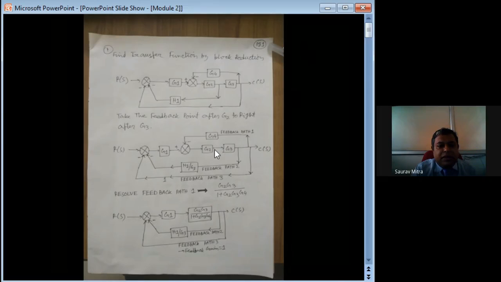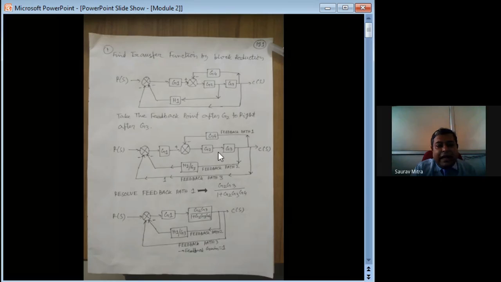Now here the forward gain is G2 G3, and the feedback gain is G4. That's why this part becomes G2 G3 divided by 1 plus G2 G3 G4. So whatever is this top block, it has become G2 G3 divided by 1 plus G2 G3 G4, and this G1 will remain as it is. So now this summing point 2 has been converted into this G2 G3 by 1 plus G2 G3 G4, and this G1 will now get multiplied with the next one.